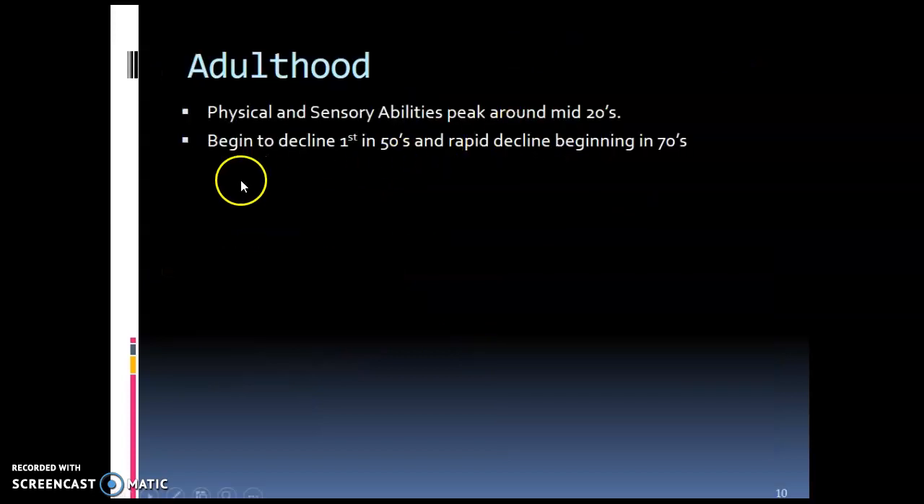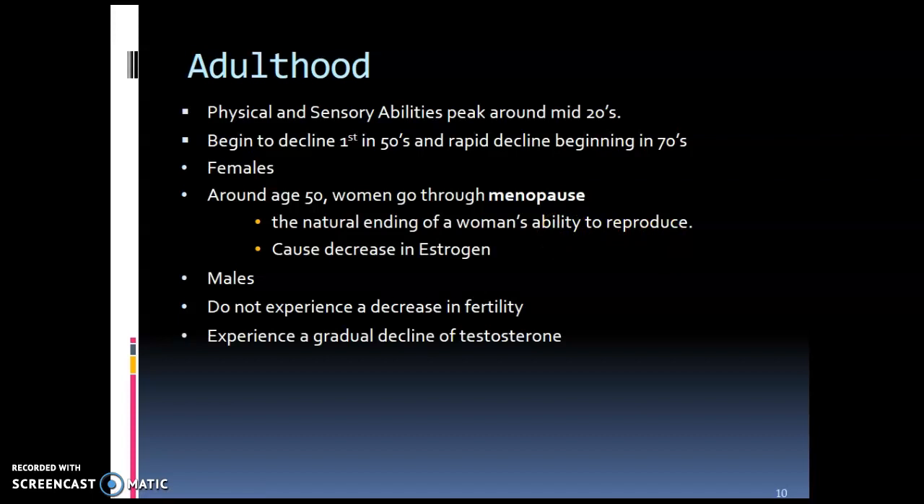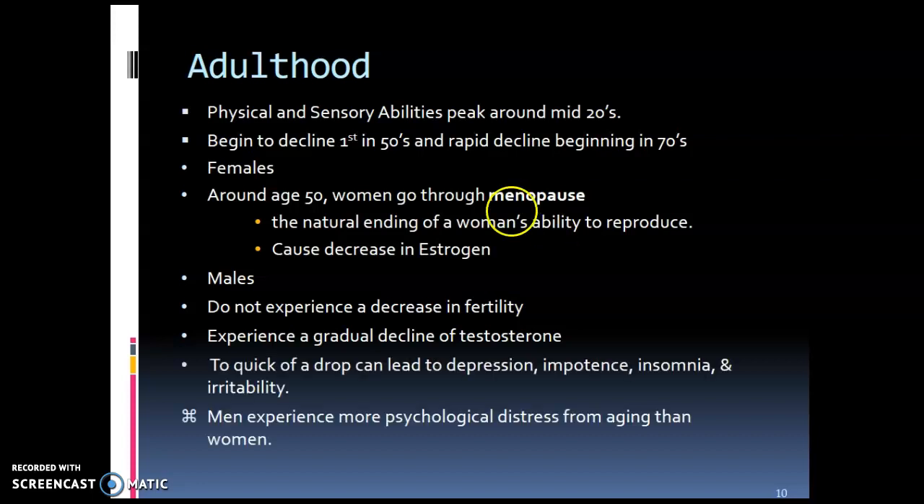Now, when we look at adulthood, physical and sensory abilities will peak around your mid-20s. You'll first start to see a big decline in the 50s, and then a huge rapid decline in the 70s. Females around 50 are going to go through menopause, the natural ending of a woman's ability to reproduce, which causes a decrease in estrogen. Males do not experience a decrease in fertility. They experience a gradual decline in testosterone. So this is going to cause men to have a harder time getting old. So females are going to age more gracefully than men.